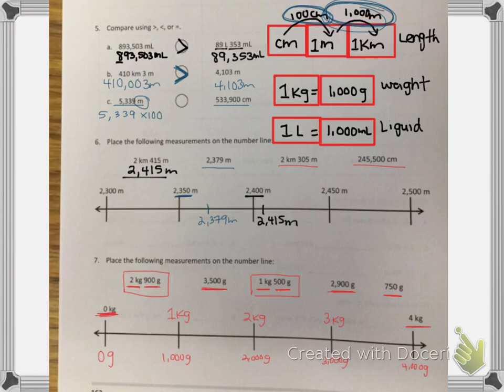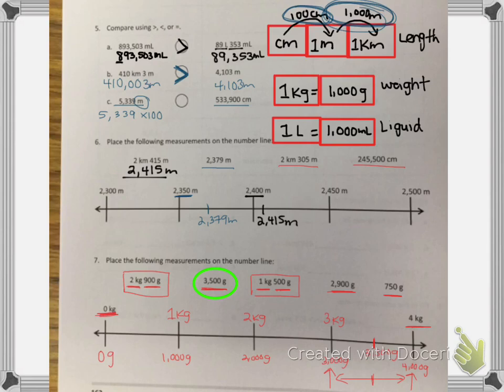So for 3,500 grams, I know we have 3,000 here, and 500 would be right in the middle of 3,000 and 4,000, right in the middle. So I would put 3,500 grams there. So I'm done with that one.